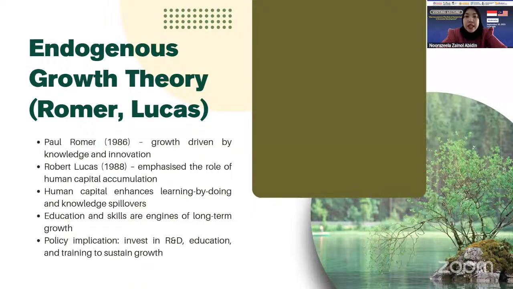And then we have the endogenous growth theory, introduced by Romer and Lucas. The endogenous growth theory, developed in the 1980s by Paul Romer and Robert Lucas, placed human capital at the core of growth models. Romer in 1986 argued that economic growth is primarily driven by knowledge, innovation, and technological progress. Lucas in 1988 expanded this by showing that human capital accumulation is critical for growth, as skilled workers not only improve their own productivity, but also generate positive spillovers that benefit others.